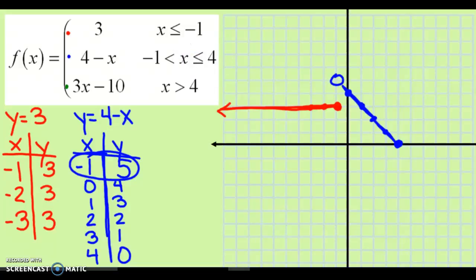The last one is y equals 3x minus 10. Go ahead and clear out your other equations in your y equals. Put in 3x minus 10 in your y equals, and then go to your table, and then we're going to fill in the interval. I'll give you a minute to do that.